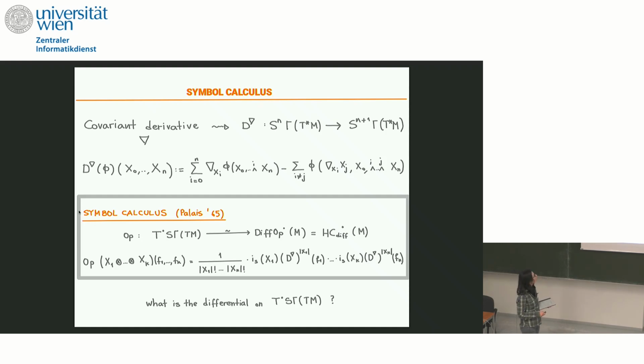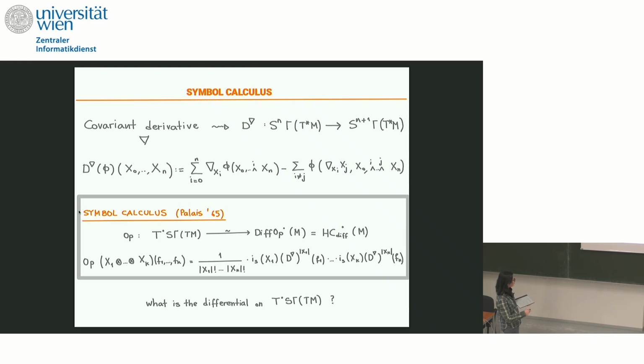Okay. And then, it's easy to construct this map, but it's very interesting because it allows me to get the symbol calculus. This is something that, in my knowledge, comes back to Palais, 65. So it gives you an isomorphism, which I call OP, from the tensor algebra of symmetric algebra of vector fields to multi-differential operators. And again, you see, it's also not hard to write down.